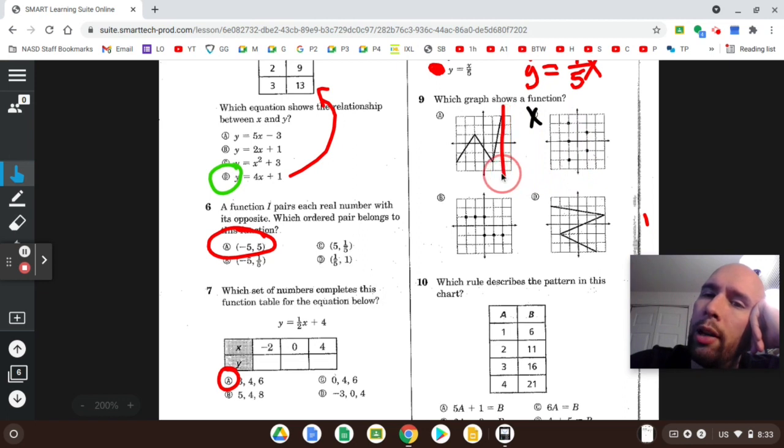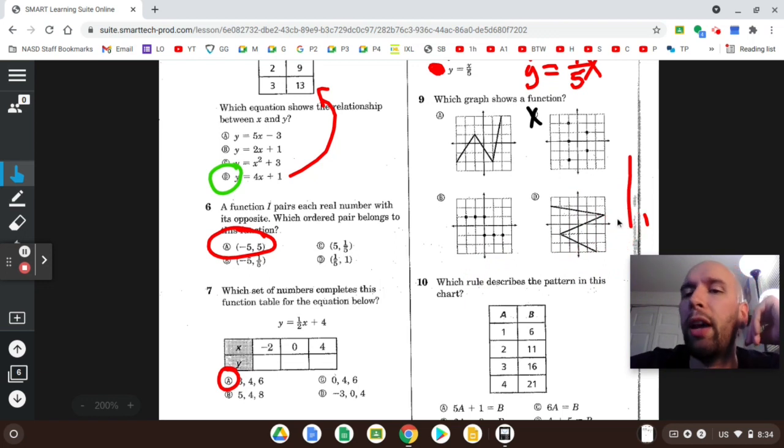If I take a vertical line and I run it through my graph, and it only hits the graph once, I'm good. This fails here. See how it hits the 2 dots? And it fails 3 times here. So if it fails the vertical line test, it is not a function.